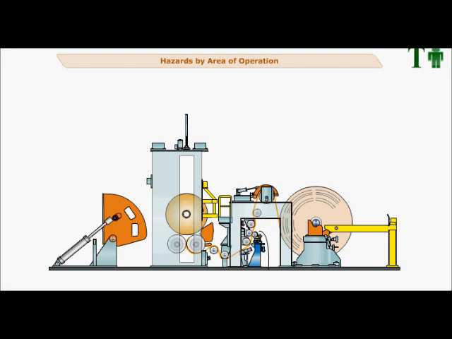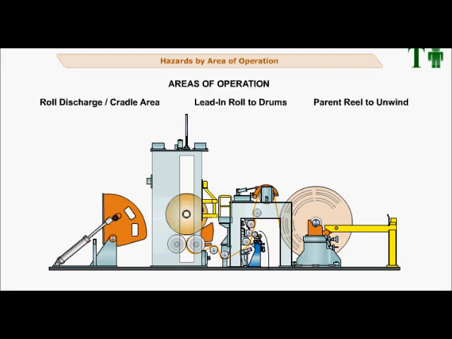Hazards by area of operation. There are many basic elements of a safe winder operation that must be followed. Within these elements, you will find numerous hazards. These hazards identified in this CBT have been sorted by areas of operation. Sorting by areas will allow us to get into greater details and further our understanding of the hazards associated with each specific area of the winder.